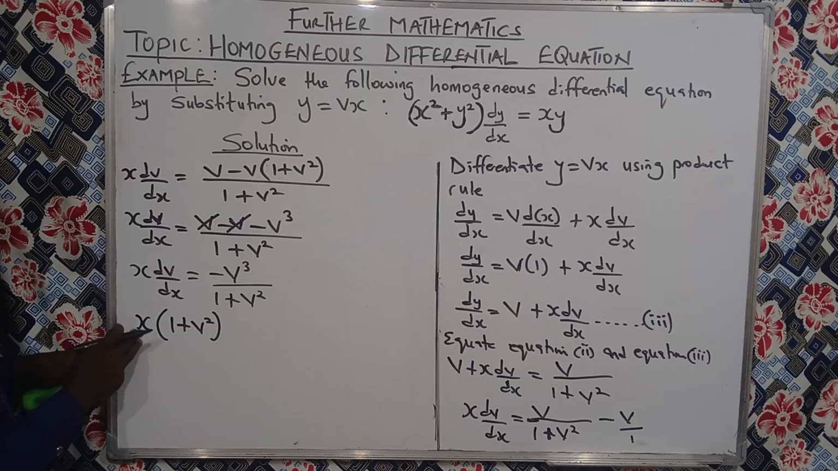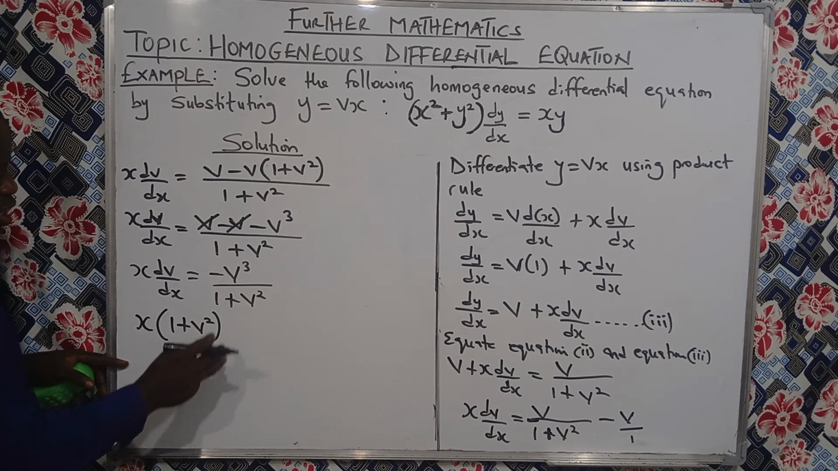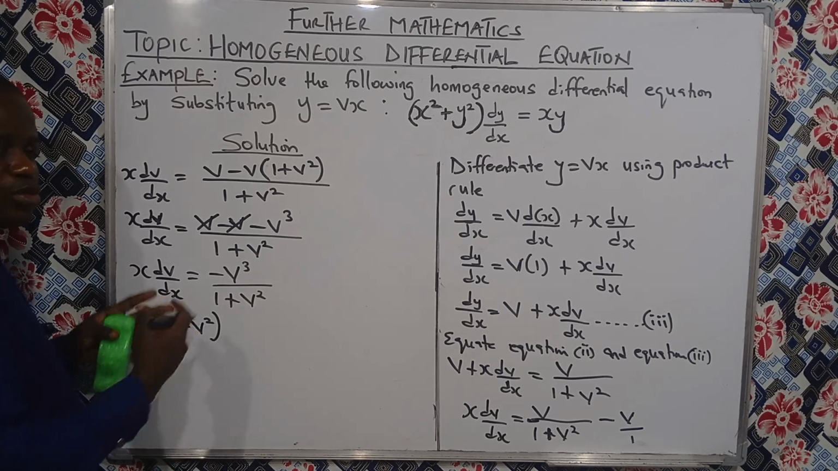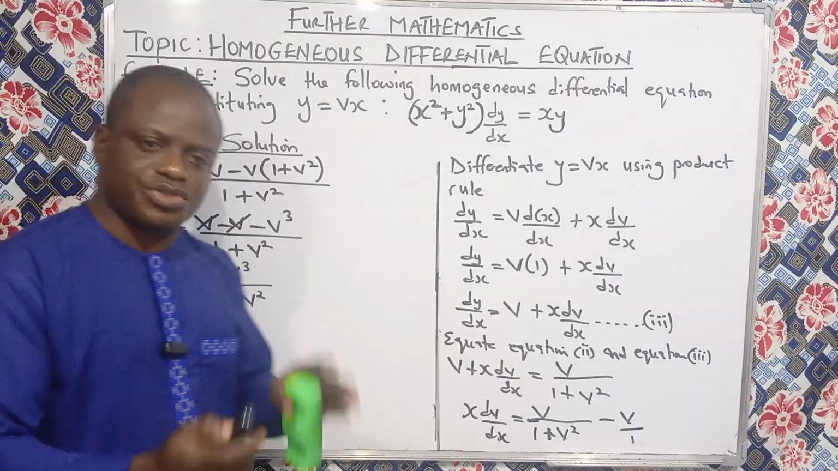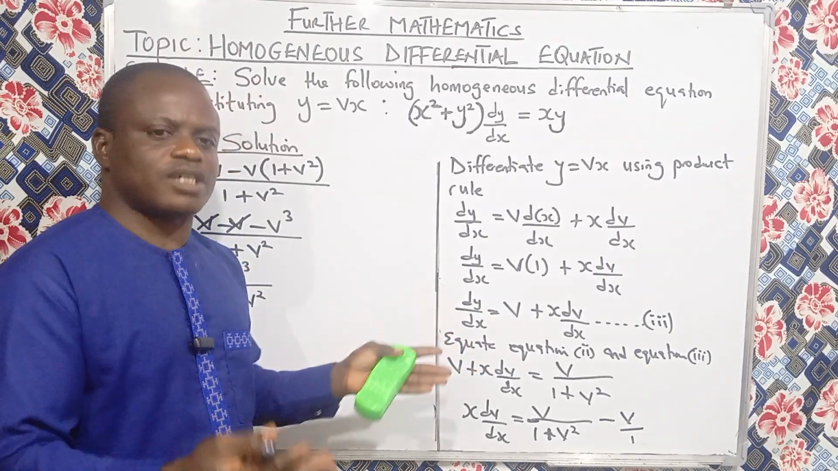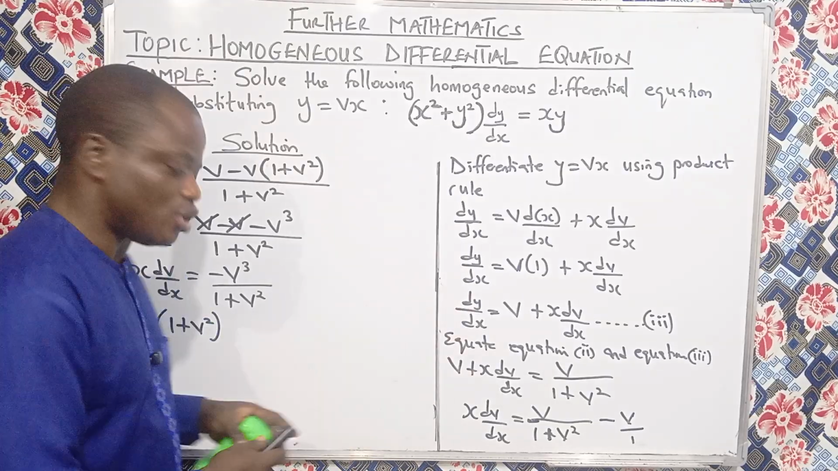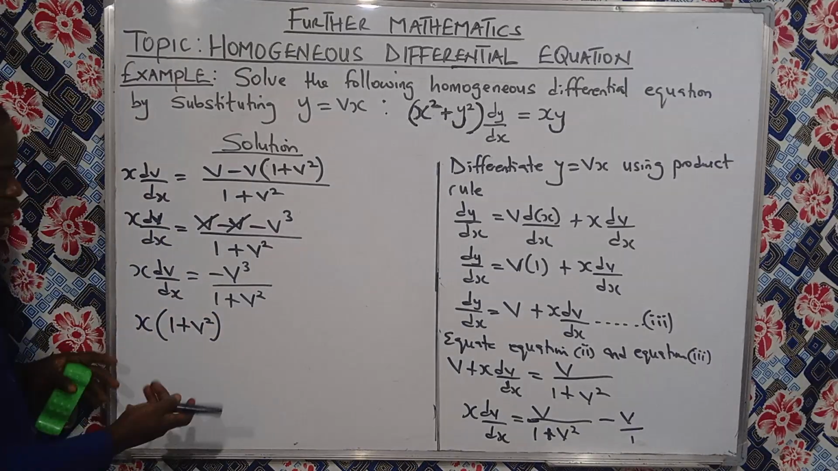I try to separate x because I will still cancel x out. I want the v and the dv to be together. Any way you write it, it's still the same thing because it's multiplication. 2 times 3 is 6, or 3 times 2 is also 6. Whether you put it at the front or at the back, it's still the same thing. You are multiplying them together.